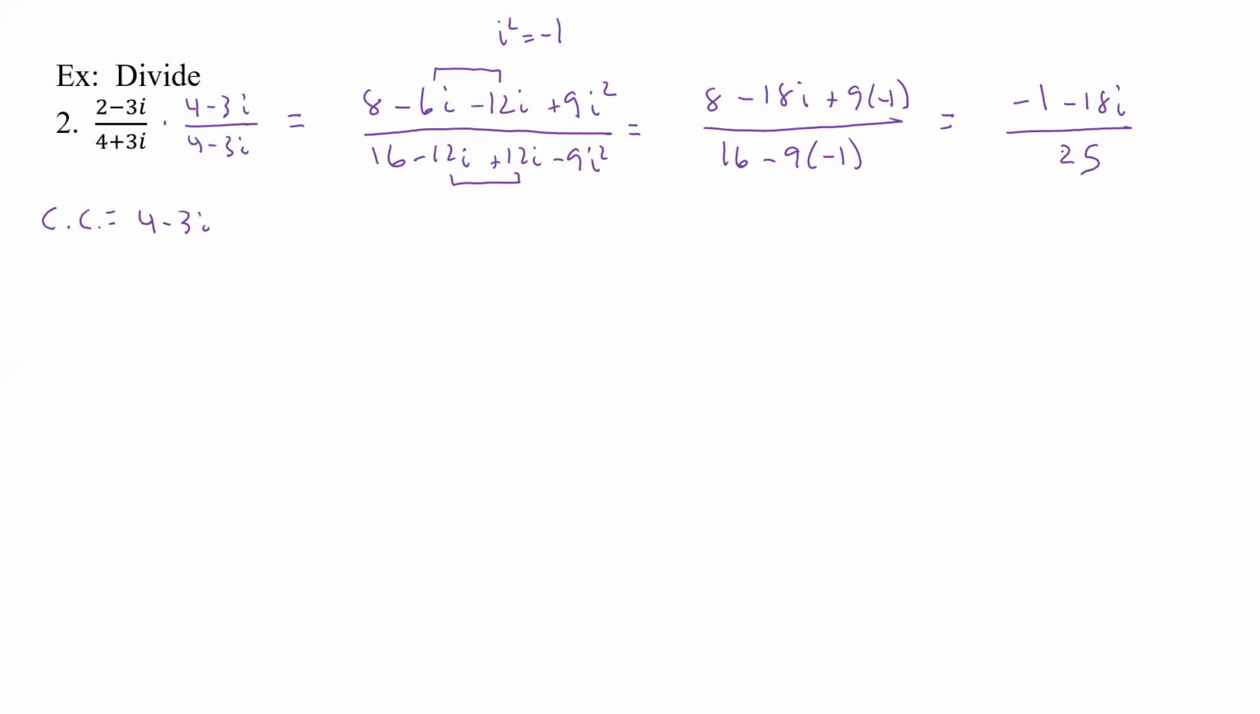Okay. And again, we want to have it in the form a plus bi, and so we have to split this fraction apart into a negative 1 over 25 minus 18 over 25 times i. Okay, and so then that would be our complex number from the division of 2 minus 3i over 4 plus 3i. And so that would be our final answer. All right, let's pause there and we'll come back for more.